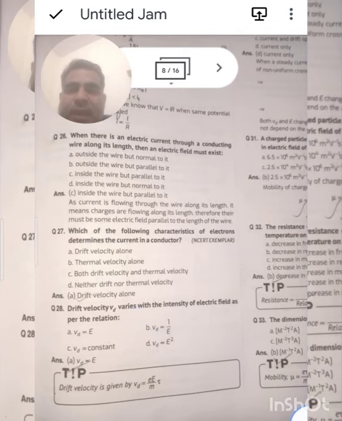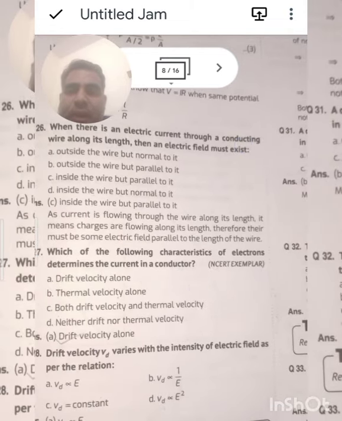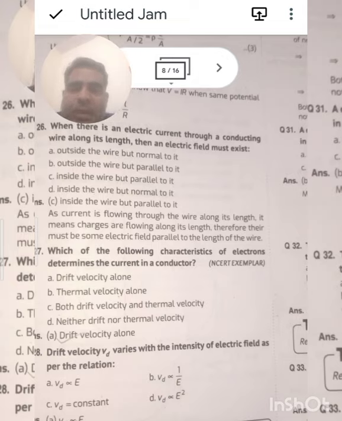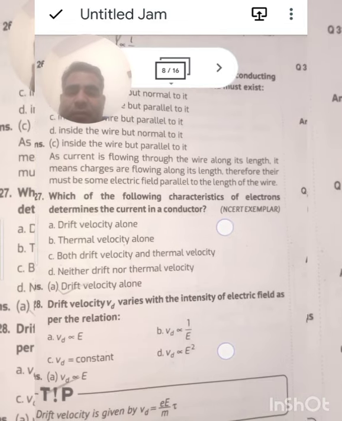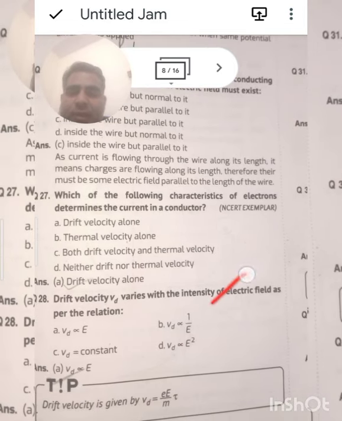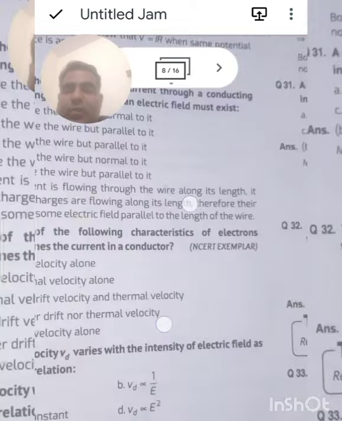When there is an electric current through a conductor wire along the length, then an electric field must exist inside the wire, parallel to it. The current flowing through the wire along its length means charges are flowing along its length, therefore there must be some electric field parallel to the length of the wire. Which of the following characteristics of the electrons determines the current in the conductor? It is the drift velocity. Drift velocity varies with the intensity of the electric field. What is the relation for this? Vd is equal to small e into capital E tau upon m.